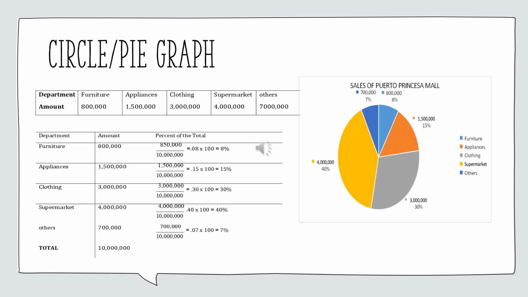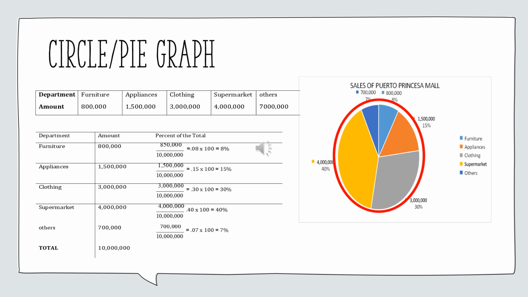Now this is the constructed pie or circle graph representing the total sales of Puerto Princesa Mall. Can you name what are the parts of this pie graph? The parts of the pie graph are slices.